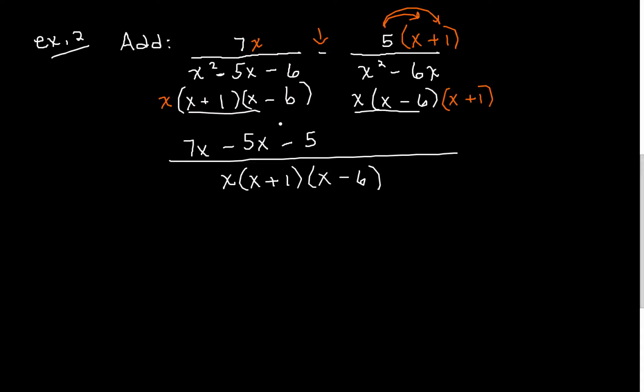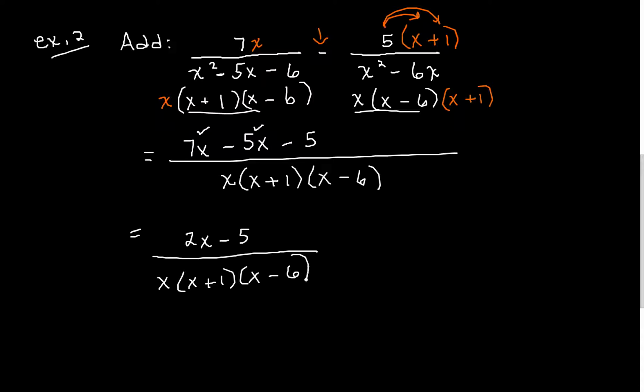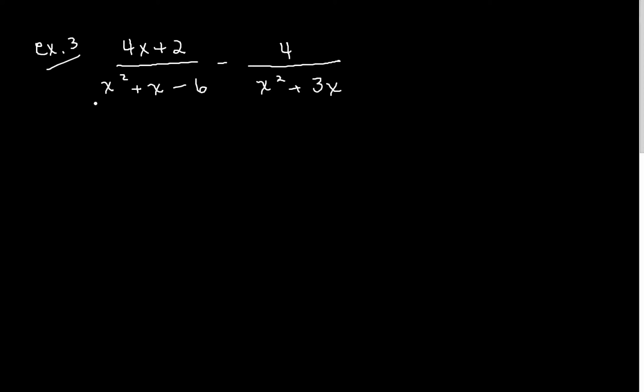This one has one extra step that the previous problem didn't have. We can combine terms here. There's a 7x and a negative 5x. So our final answer is going to be 2x minus 5 all over x times x plus 1, x minus 6. And that's it. All right, we have one more example, and then I want you guys to try one on your own. So let's factor.